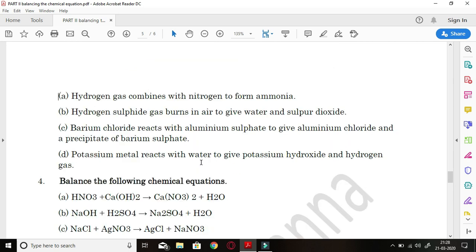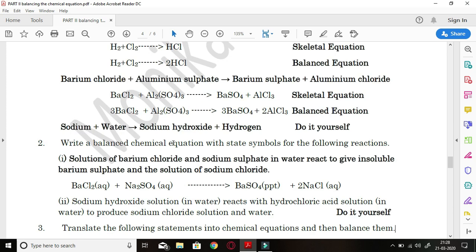Now if you look here, I am writing here: solution of barium chloride and sodium sulfate in water react to give insoluble barium sulfate and the solution of sodium chloride. Now this is in the word form. Now first I have to convert this word equation into the symbol form.